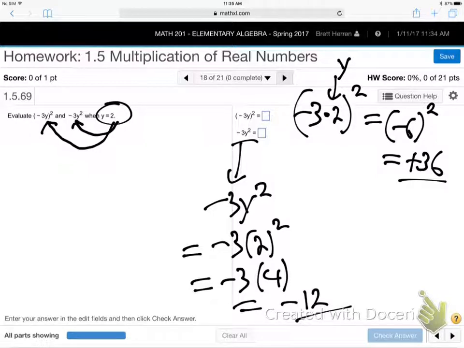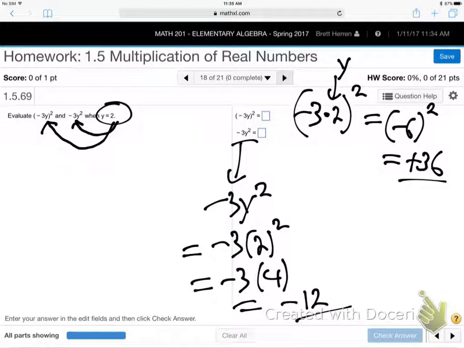Well, in the first one, that negative is in the parentheses. So it's under the influence of the 2 power. It's going to make 2 negatives positive, right? That's why that first one comes out positive. Whereas in the second one, is that negative under the power of the 2? No, only the y. Let me write that out more clearly.